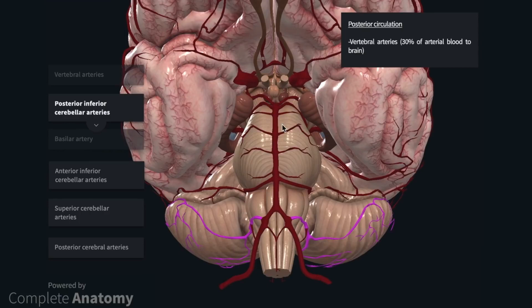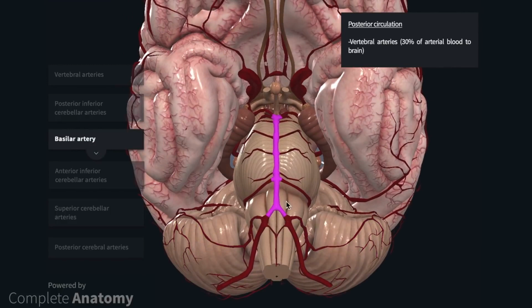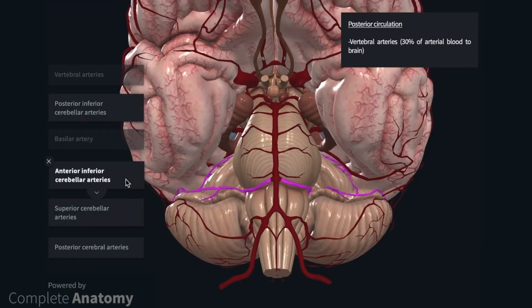At the medulla, the vertebral arteries unite to form the basilar artery, which extends towards the midbrain on the ventral surface of the brainstem. Key branches of the basilar artery include the large anterior inferior cerebellar arteries and the small pontine arteries, which we can see on the surface of the pons. The anterior inferior cerebellar arteries primarily supply the superior portion of the posterior lobe of the cerebellum. The multiple pontine arteries supply the pons.